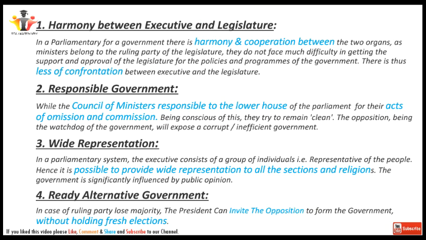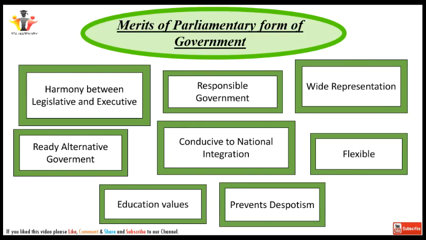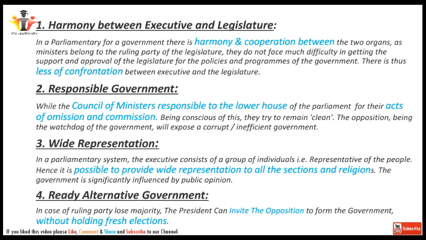Harmony between legislature and executive. The greatest advantage of the parliamentary system of government is that it ensures the harmonious relationship and cooperation between the legislative and executive organs of the government. As the ministers belong to the ruling party of the legislature, they do not face much difficulty in getting support and approval of the legislature for the policies and programs. So there is less confrontation between the executive and legislative.